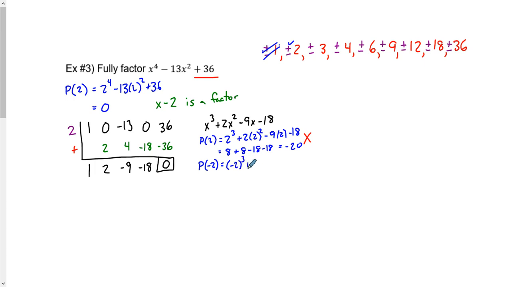Negative 2 cubed, adding a 2 times a negative 2 squared, subtracting a 9 times a negative 2, subtracting 18. So negative 2 cubed is negative 8. That's positive 8. Positive 18, negative 18. Well, that comes out as 0. This is something that you would show. I actually give you a mark for this. So you wouldn't have to show this one, but you would have to show this one. What this is saying is that x plus 2 is a factor.